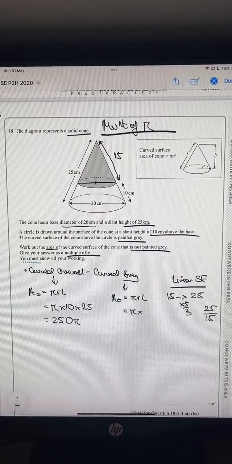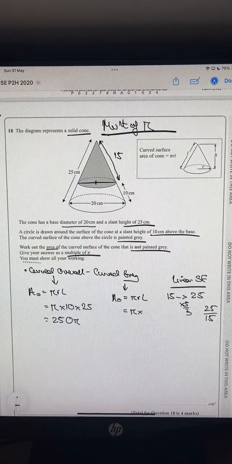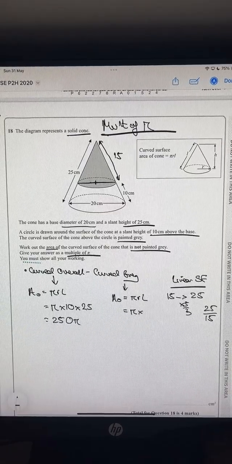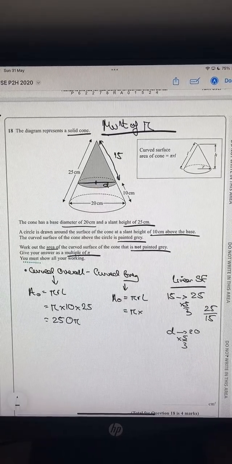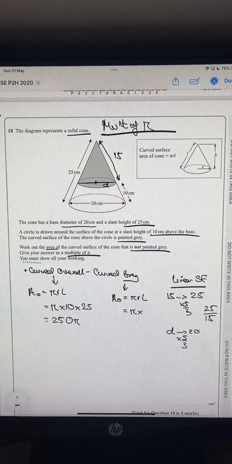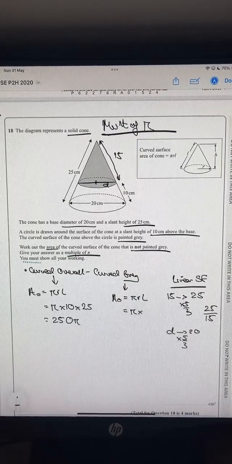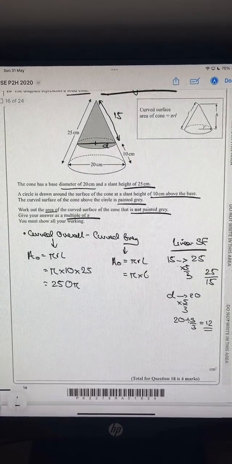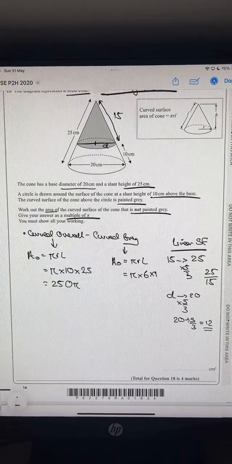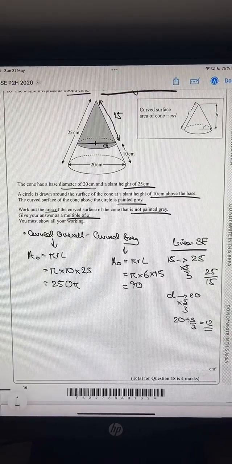So to go from something to 20, which is this diameter here, so d to 20, I'm multiplying by 5 over 3. To find out what d is, I do 20 divided by 5 over 3, because I'm going backwards, the inverse. So 20 divided by 5 over 3 gives me 12. So my diameter is 12, my radius would be 6. Then my slant length is 15, which I figured out. That's going to be equal to 90 pi.